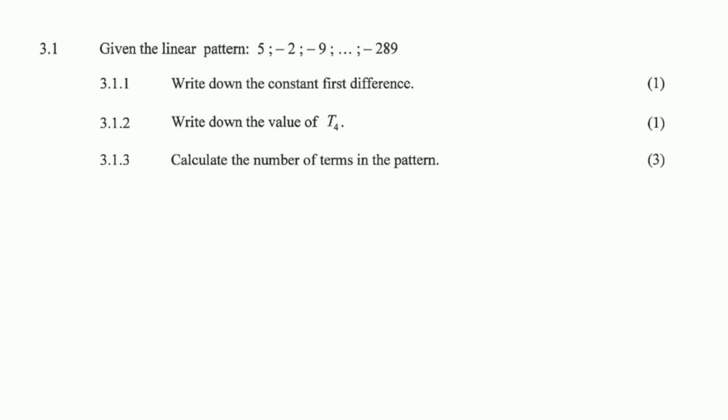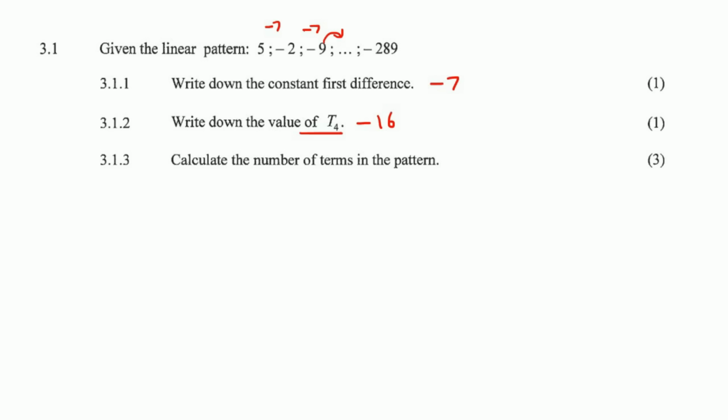Given the linear, okay guys, remember, linear is where the first difference remains constant. So you can see here they're going from 5 to minus 2, so they're minusing 7, then they're minusing 7 again. Okay, so it's a linear pattern, it's not a quadratic. So it says write down the constant first difference. Well, that's just minus 7. Write down the value of term 4. So if you just go minus 7 again, that's going to take you to negative 16.